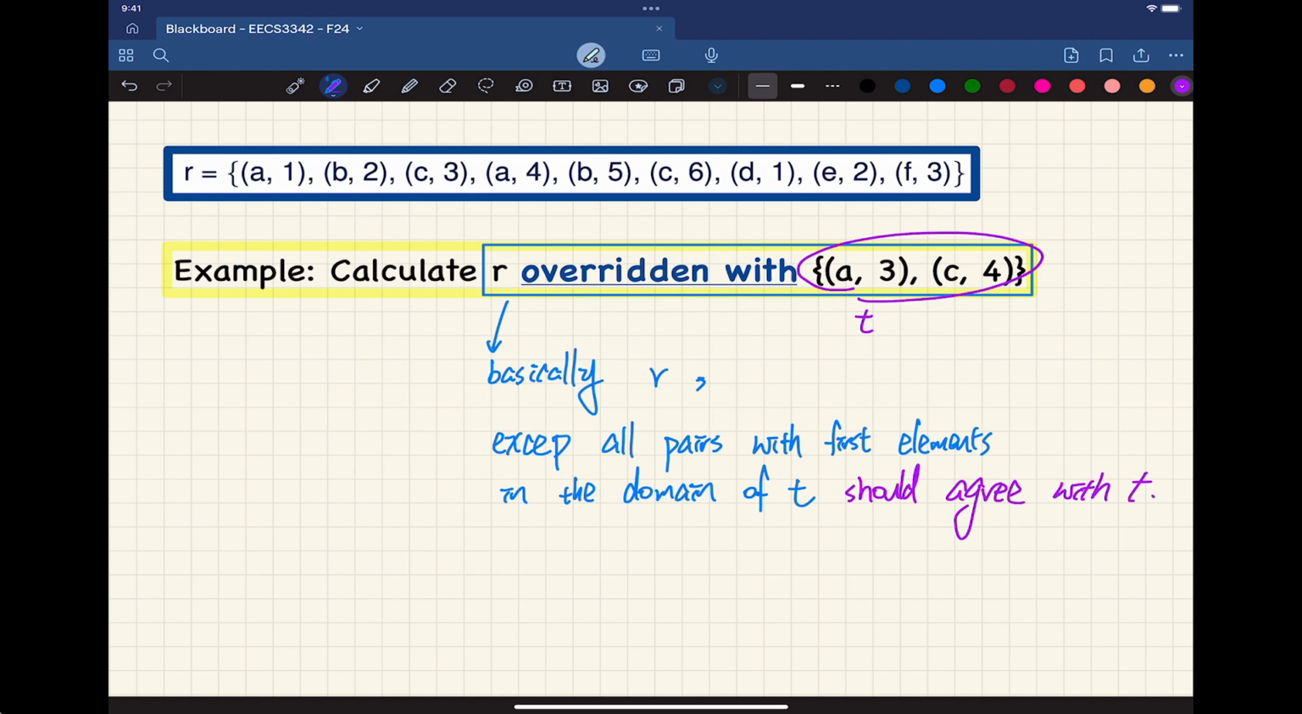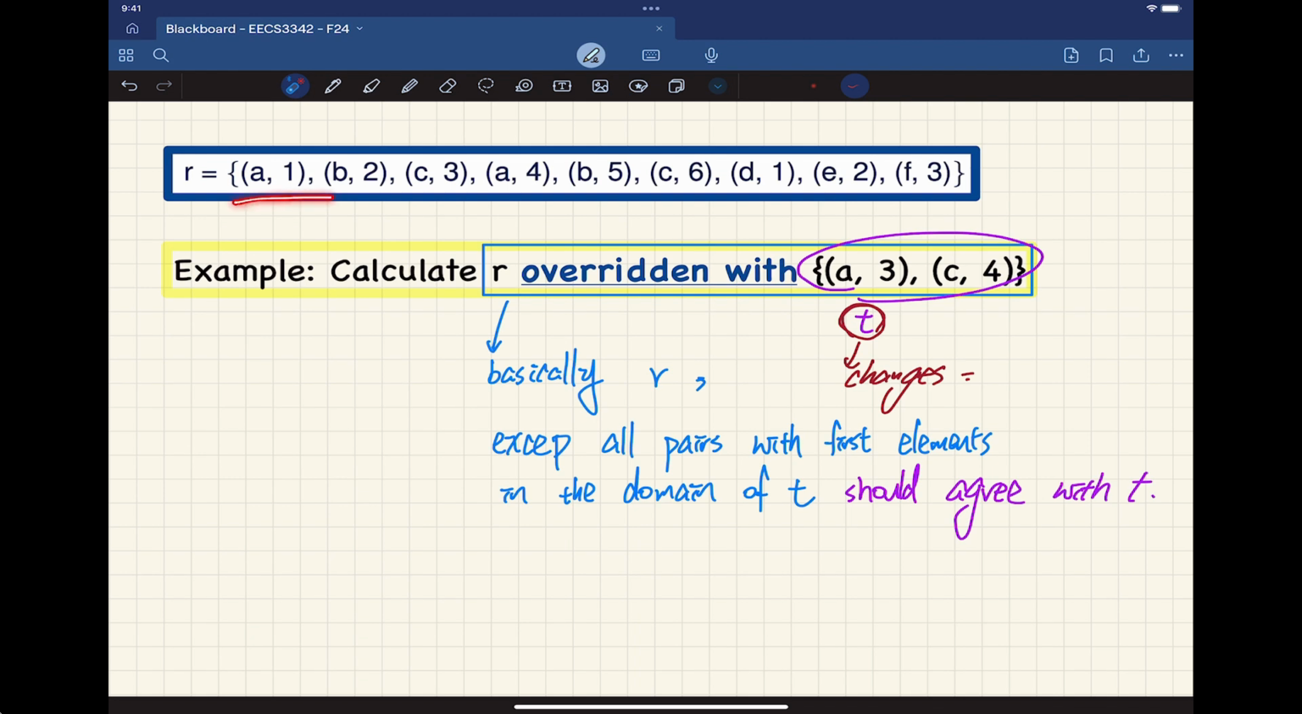So in some way, think about T over here as more like changes that we want to apply to some big relation. The big relation that we apply to, in this case R, is going to remain basically the same, except the parts that we want to change, they have to be applied into the relation. Okay? So how do we see that?